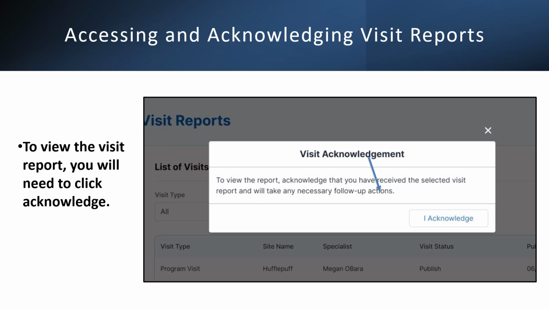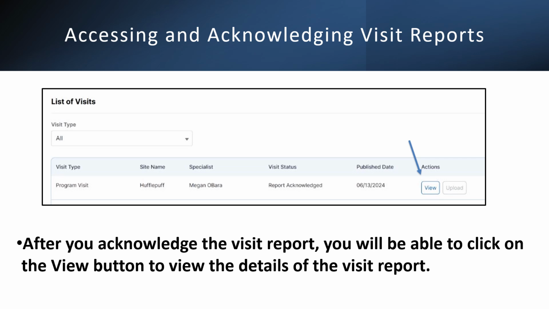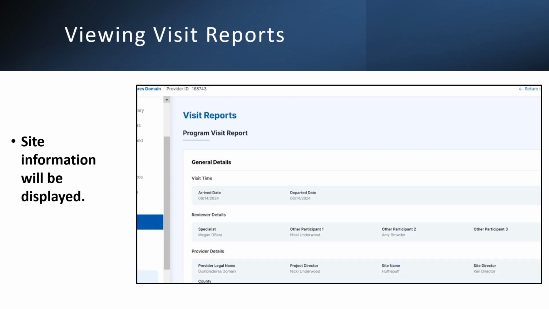To view the visit report, you will need to click Acknowledge. Please note that project directors must acknowledge the visit report before it is available to site directors. After you acknowledge the visit report, you will be able to click on View to view the details of the visit report. Your site information will be displayed.